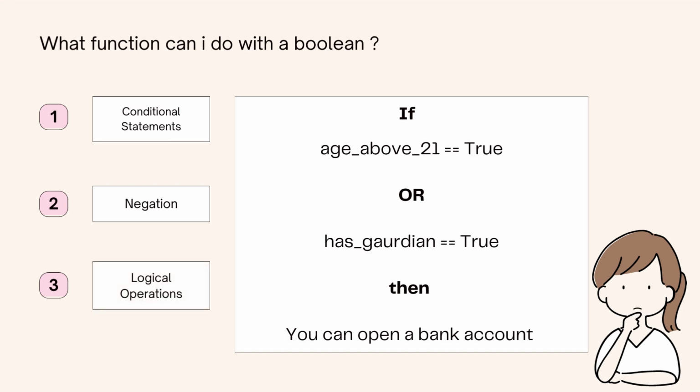So let's say the bank said, I want to add 2 conditions. You can either be above 21 or you have a guardian who would sign your account information with. In this case, I use logical operators. So these are the logical operators of or and and that we have in other mathematical operations. And here we would say if age above 21 equal true or has guardian equal true, then you can open a bank account.